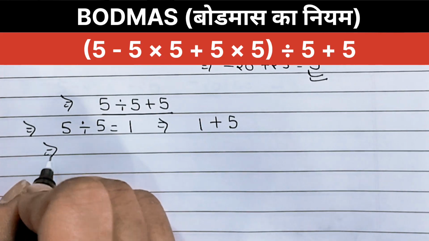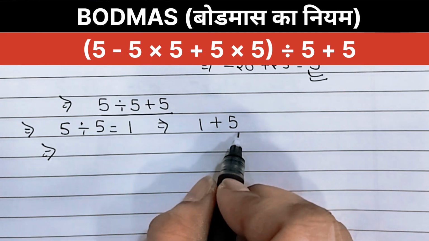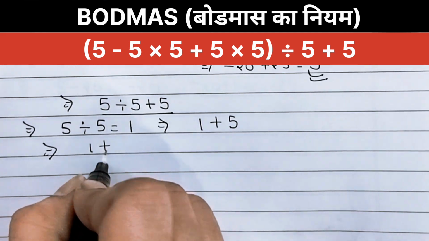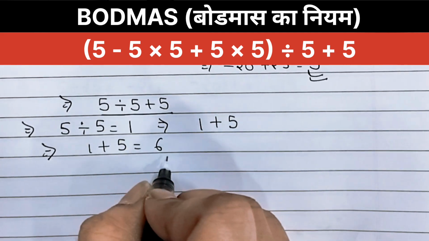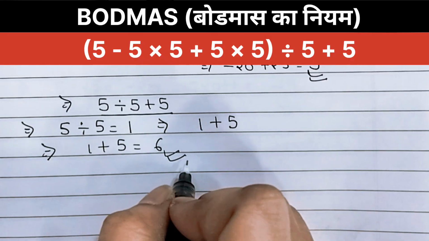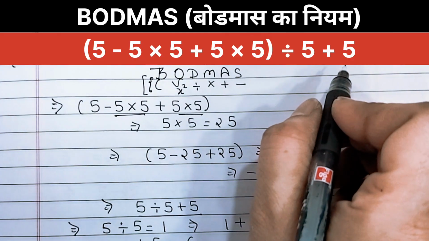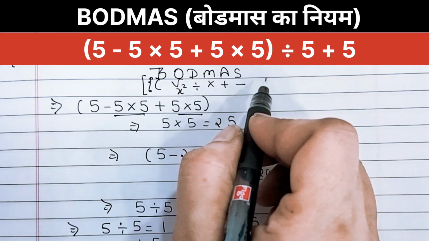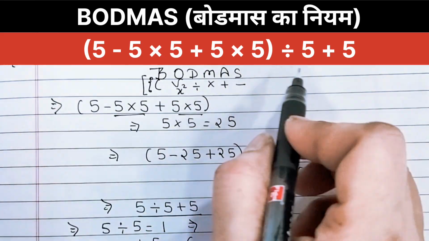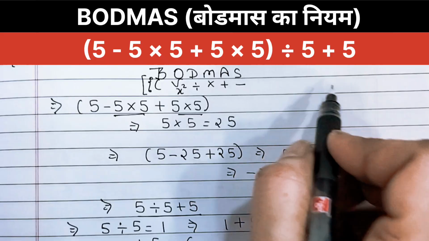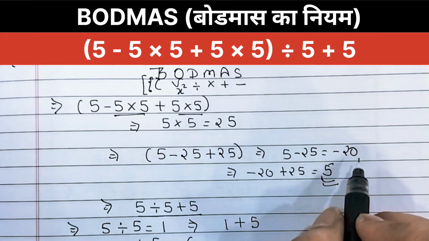So now the last step, addition. The final operation left is addition only. So 1 plus 5 is equal to 6, and 6 completes the expression and is the final result. So now, by using the BODMAS rule, we ensured each operation was performed in the correct priority. So the final result of this expression is 6, and I hope it is clear.